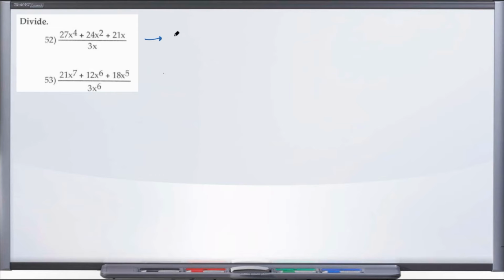So what does that mean? Well, we're going to take our numerator, so 27x to the fourth, except now we're going to rewrite the denominator under that term, and then we're going to say plus, because we're adding here, 24x squared, also written over our single monomial denominator, and then plus 21x over 3x. All right, so again, when you are dividing a polynomial here, like we are in 52, by a single term denominator, rewrite each term of the numerator individually over that denominator.